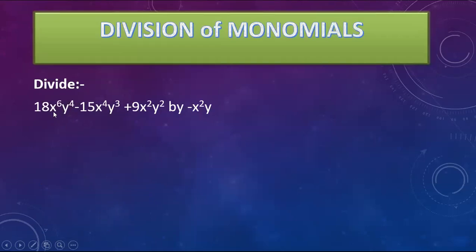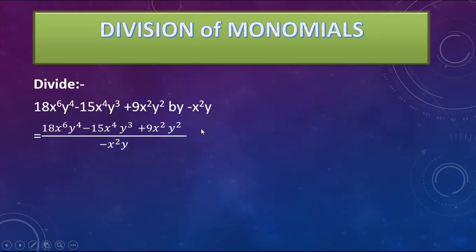Next question is 18x power 6 y power 4 minus 15x power 4 y cube plus 9x square y square. Now a trinomial is there. We have to divide it by the monomial, that is minus x square y. Now step number 1 is the same. You have to write down the dividend over the divisor. Now here, please look at the sign carefully. The divisor contains the negative sign, so you have to be very, very careful about it.